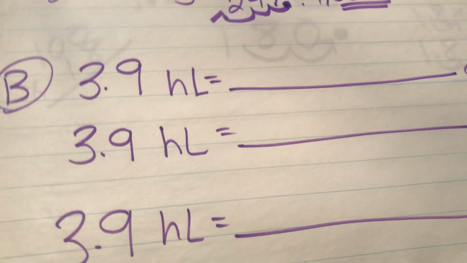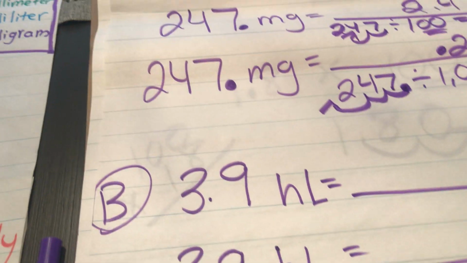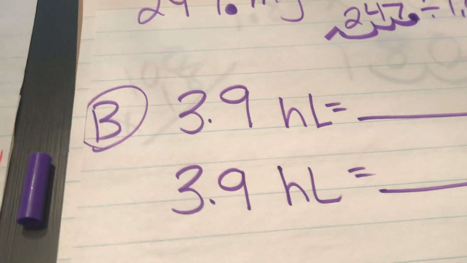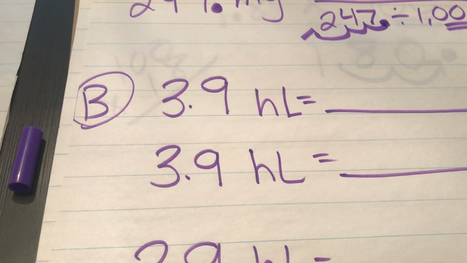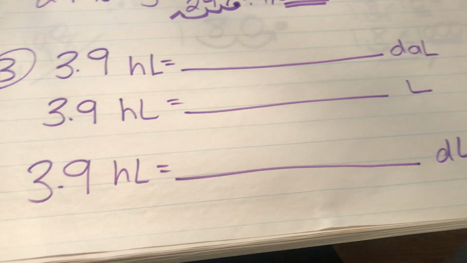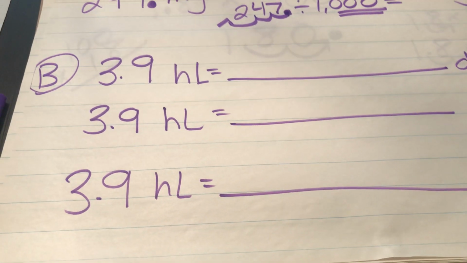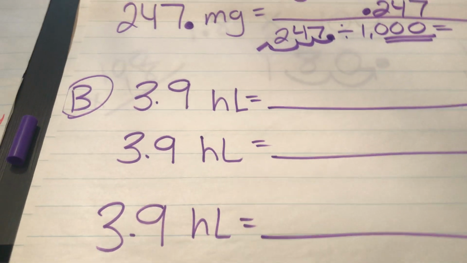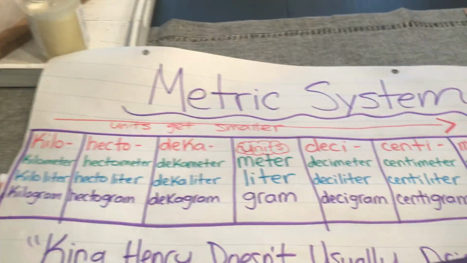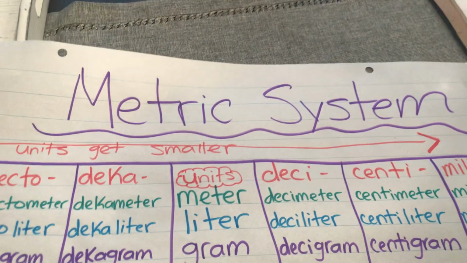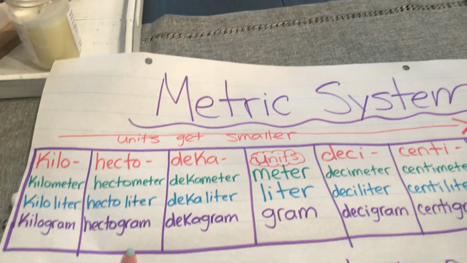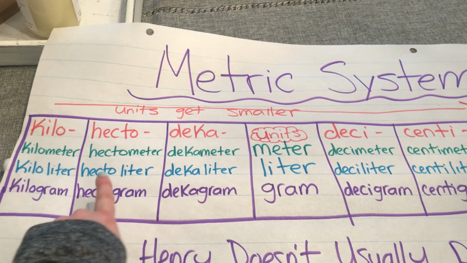We have 3 and 9 hectoliters. We have to change our hectoliters to decaliters, liters, and deciliters. So once again, I rewrote this out for us. So I'm going from hectoliters to deciliters. All right, my chart. Always use your chart. Here is my hectoliters. Hectoliters is over here. And I now need to go to deciliters.